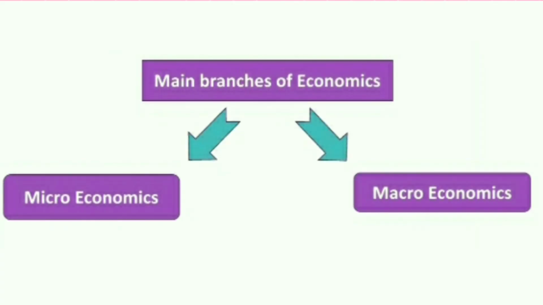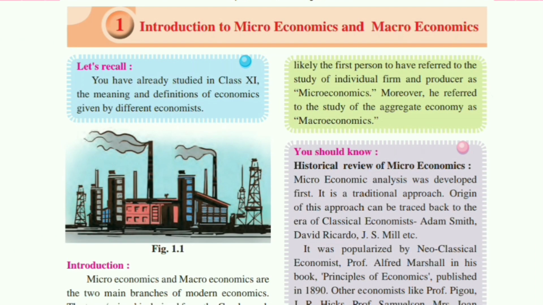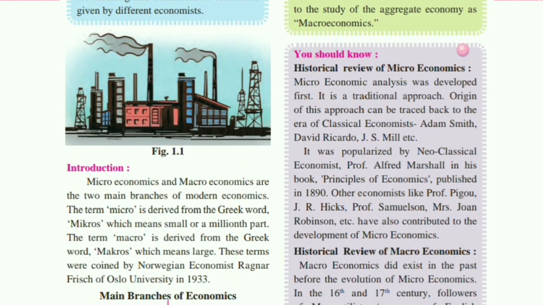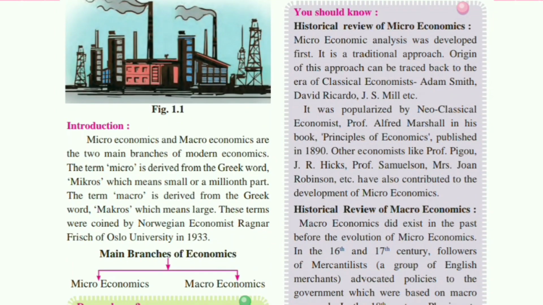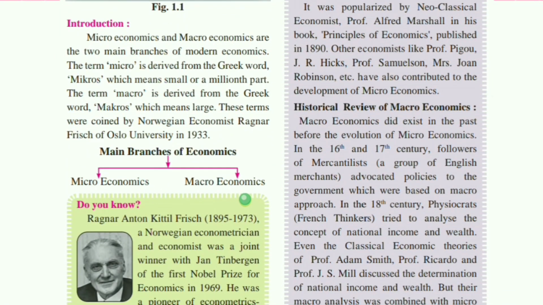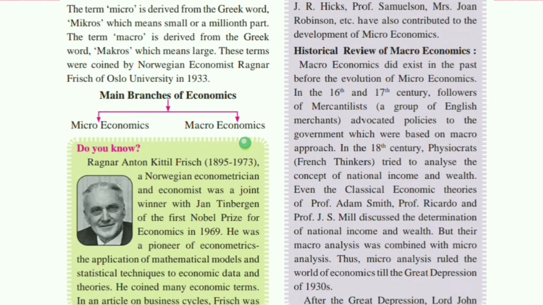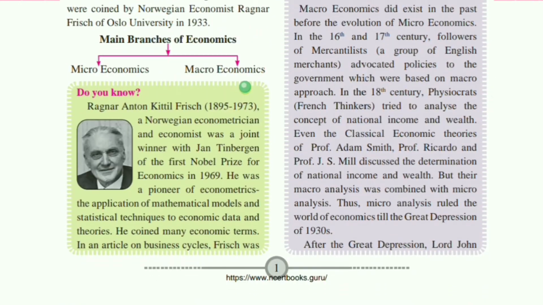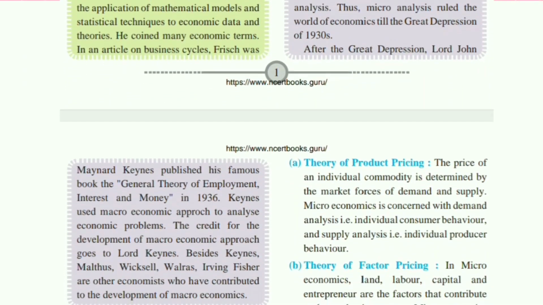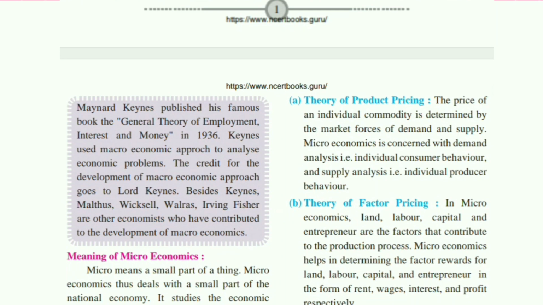So here's the diagram. Here it is given the main branches of economics, and it is of two types, microeconomics and macroeconomics. Further, there are given some details about the economist named Ragnar Frisch, and in this purple box, it is given the history of micro and macroeconomics. It is not that important from exam point of view, so you can skip this or you can go through these points. It is not necessary, so don't prepare this as an answer for board exams.